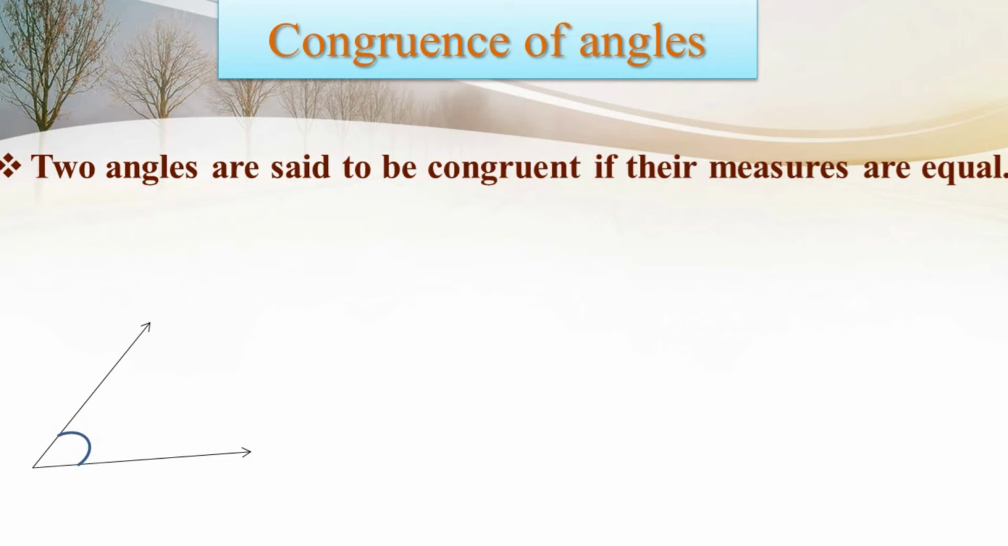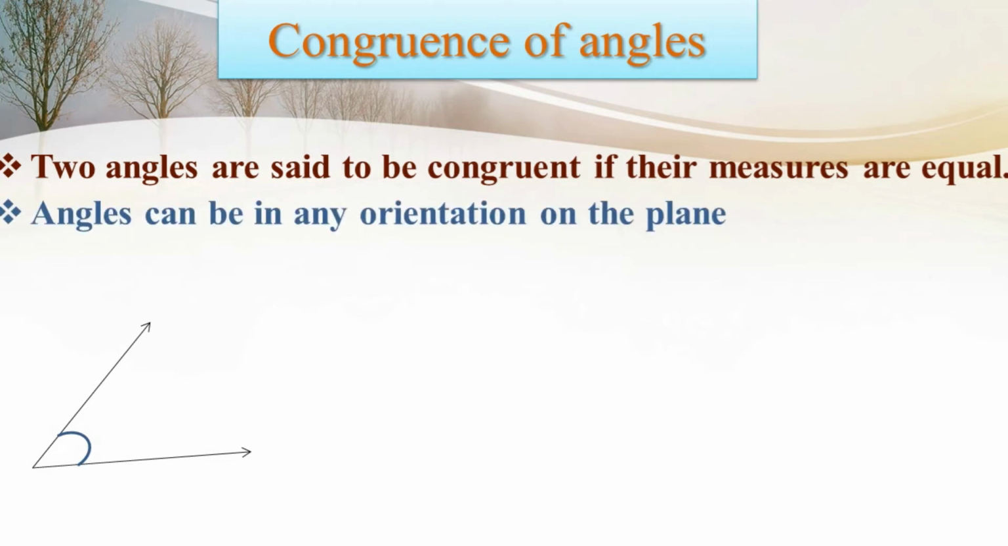We have to keep it in mind that when we are going to compare two angles, their measures must be equal. Angles can be in any orientation on the plane, which means the comparing angles can face any direction, but their measures must be equal.